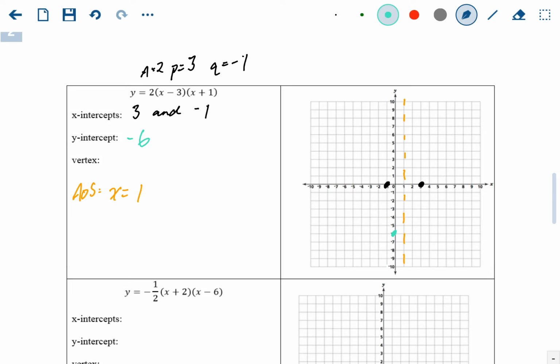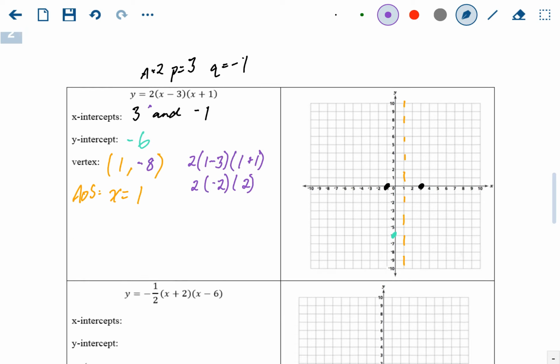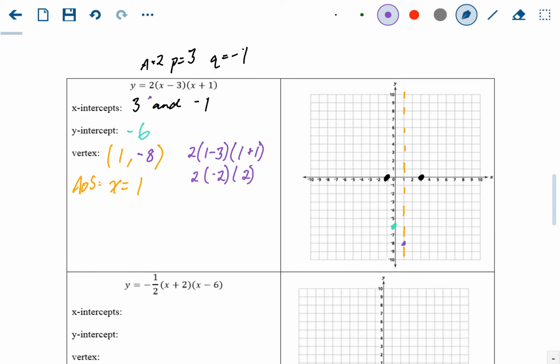Okay. Find the vertex. We know the vertex is going to be on the axis of symmetry, so it's going to be 1 comma something. If we want to find what that something is, we're going to plug in 1 for x. So we're going to do 2 times 1 minus 3 times 1 plus 1. That's 2 times -2 times +2, which is -8.